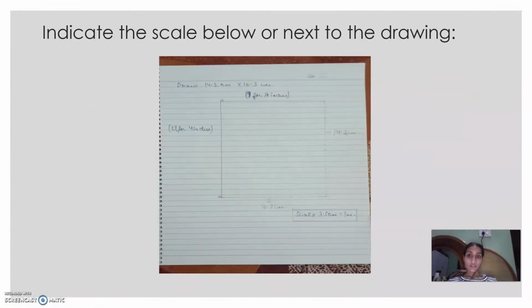So at last, our drawing should look like this, with these small lines here and the dotted ones, and our original measurements should be with our figure, and we have to indicate the scale below or next to our figure.